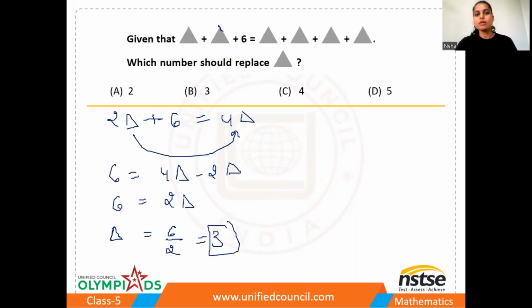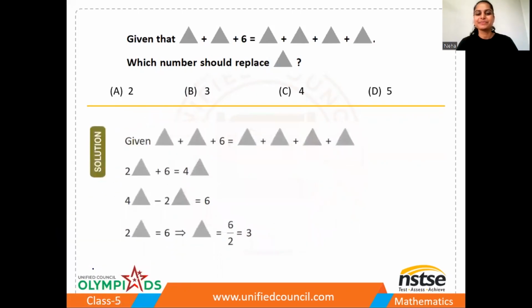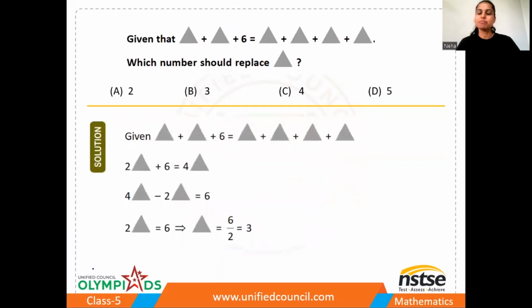So what is the meaning of one triangle? One triangle is 3, right? This is what they are asking: which number should replace the triangle. So yes, it is 3. This question is quite simple, right? Yes, 3 is your right answer. Option C is your right answer.